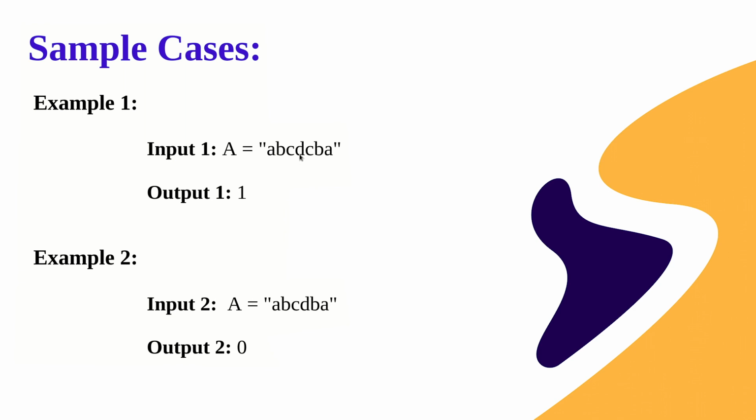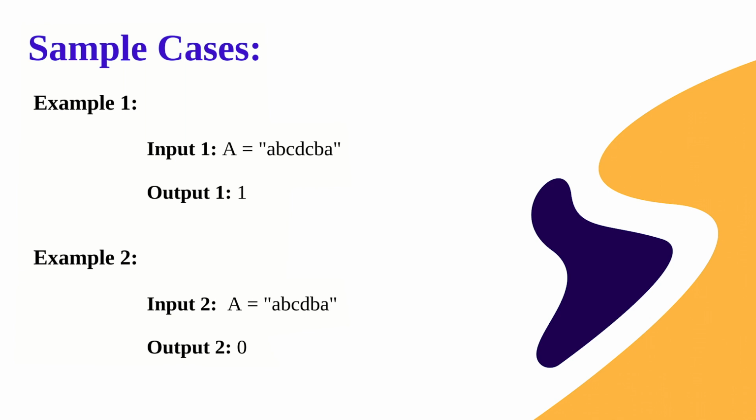What is the reverse of this string? ABCDCBA. As you can see, it is the same as the reverse of itself. So this is one way to understand what a palindrome string is. Let's understand with the help of this example, ABCDBA. As you can see, this string is not equal to the reverse of itself, because the reverse would be ABDCBA. One character is C and the other would be D, so there would be a mismatch, and that's why it is not equal to the reverse of itself.